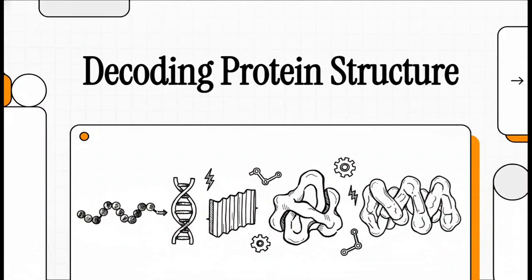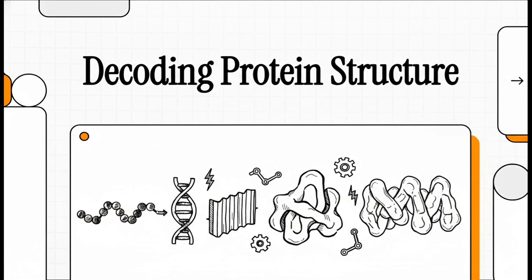Okay, think about this for a second. Inside your body, right now, trillions of microscopic machines are constantly at work. They're building, repairing, and basically powering everything you do. We call them proteins, and in this explainer, we're doing a high-speed tour of their architectural blueprint.